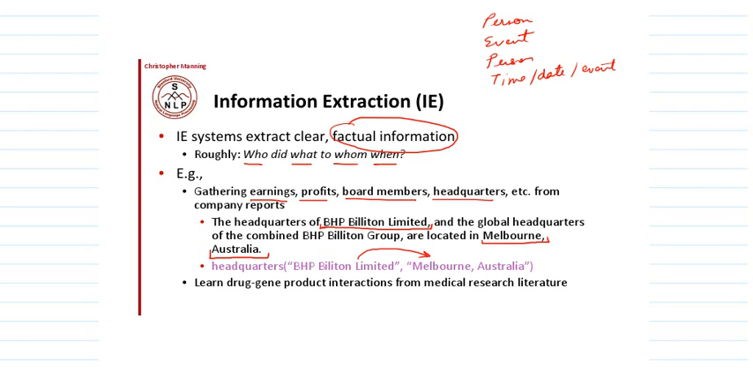Similarly, in medical or scientific literature or articles, we can extract information about drugs, genes, diseases, disease names, and a lot of things in medical data.